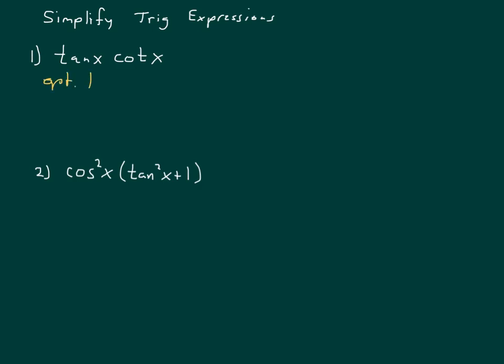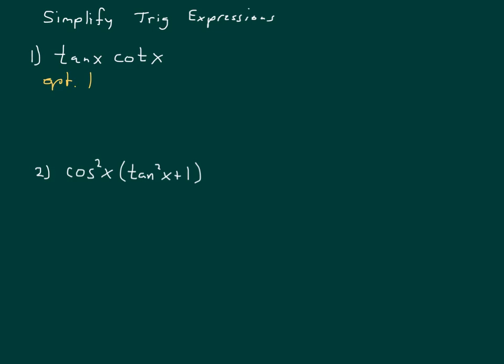What I can do here is use the reciprocal identities. I know that there's a reciprocal identity that relates tangent and cotangent together. Specifically, I have two of them: either tangent is 1 over the cotangent, or cotangent is 1 over the tangent. I'm going to apply one of these. It doesn't matter which one. I'm going to use the fact that cotangent is 1 over tangent.